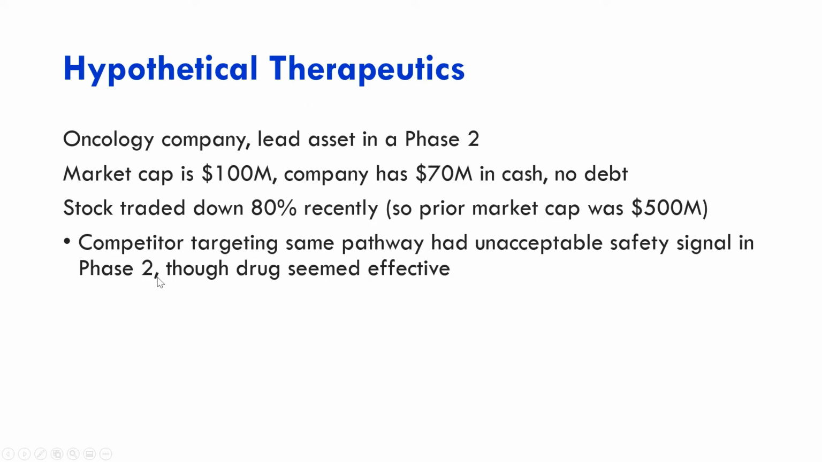And they recently traded down 80% from a prior market cap of 500 million because a competitor targeting the same pathway as Hypothetical Therapeutics had an unacceptable safety signal in their phase 2. The drug seemed to be effective in reducing tumor volume, but there were unacceptable side effects. So competitor stock traded down, and because Hypothetical Therapeutics targets the same pathway, their stock traded down as well. So this is something that you'll see fairly often in biotech.